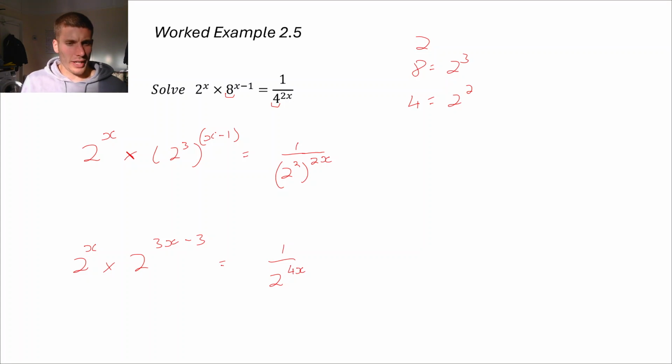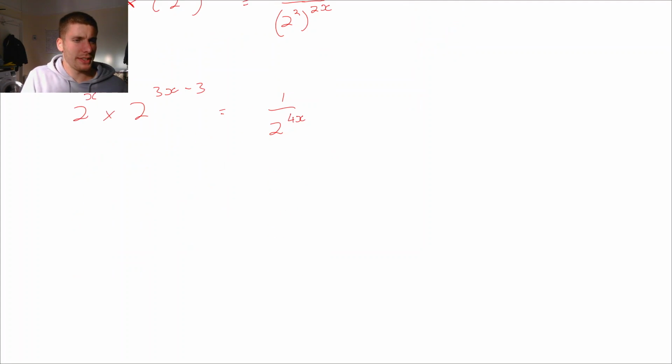Okay, and let's scroll down a little bit and rewrite this again. So we've got 2 to the power of x times 2 to the 3x take away 3 is equal to, now this part here, 1 over. Whenever you see 1 over, you can write it as your number, which is 2, to the negative power of 4x. This is your negative power law.